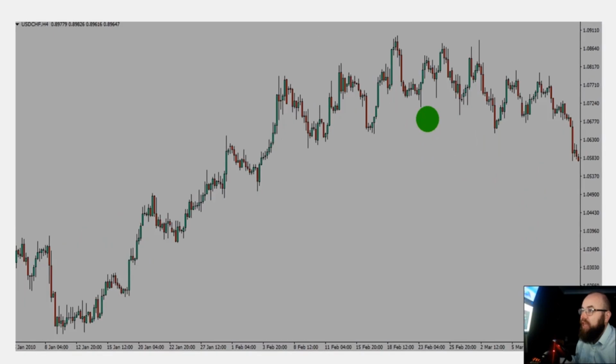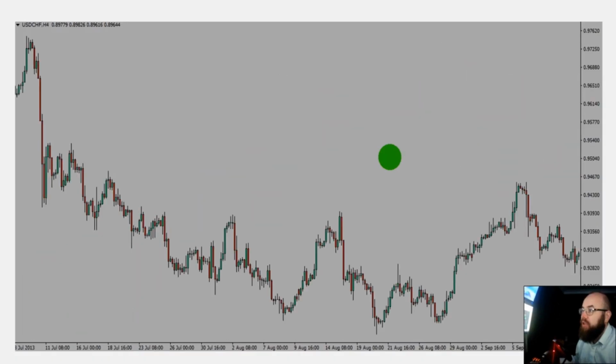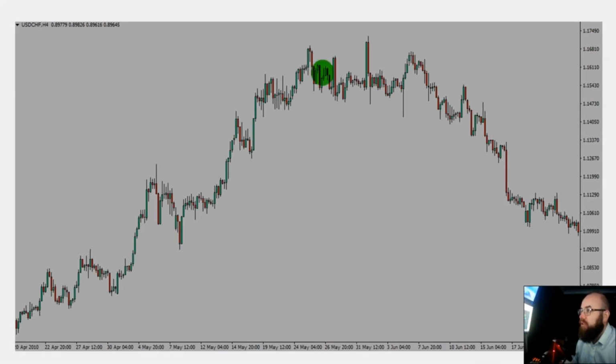So if you think about the head and shoulder pattern, this is what it looks like. An uptrend, a head, two shoulders, price comes down. If we go back, so we have a shoulder, a head, and a shoulder. This is the lower swing low, and then price starts downtrending. So an uptrend, head and shoulder pattern, downtrend.